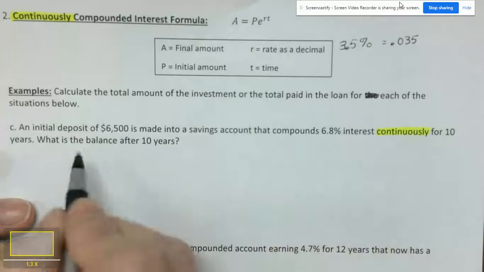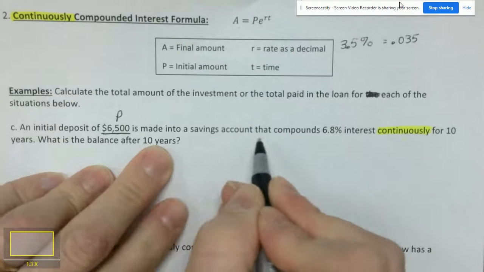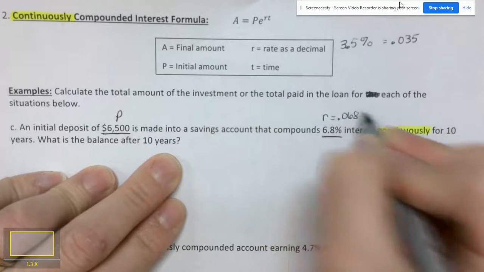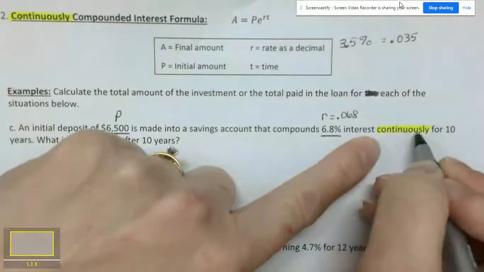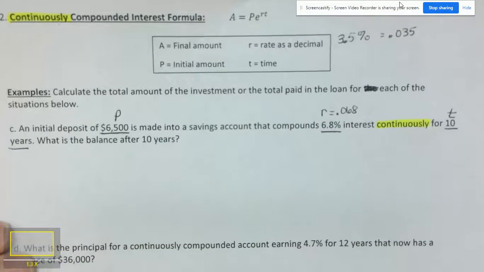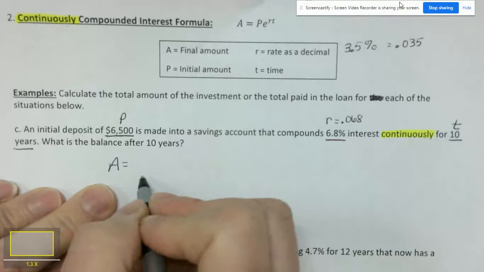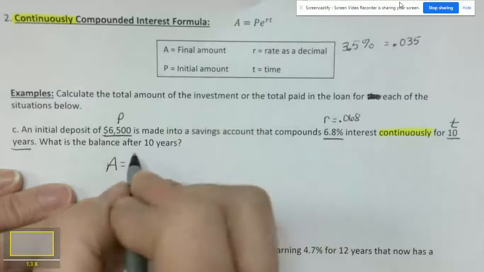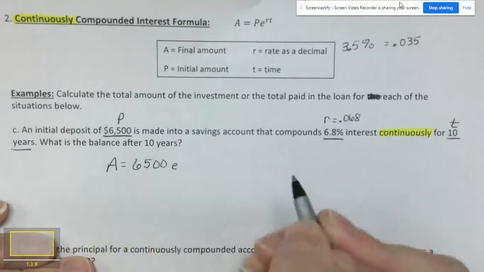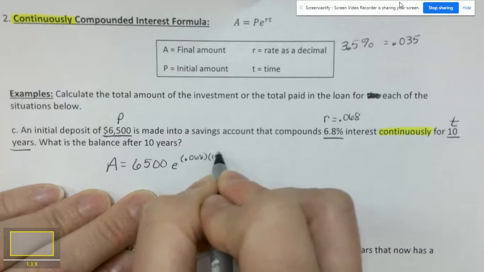All right, so let's mark what we know. An initial deposit of $6,500, so that is my principal, that's the initial amount, is made into a savings account that compounds 6.8%. So there's my rate, and I have to convert that to a decimal, which will be 0.068. Interest continuously, that means I use this formula, for 10 years. All right, 10 years, that's my T, that's my time. Okay, so when I set this up, what is the balance after 10 years? I'm looking for A equals, so my A equals P is 6,500, and then Euler's number, E, raised to the 0.068 times T, which is 10 power.